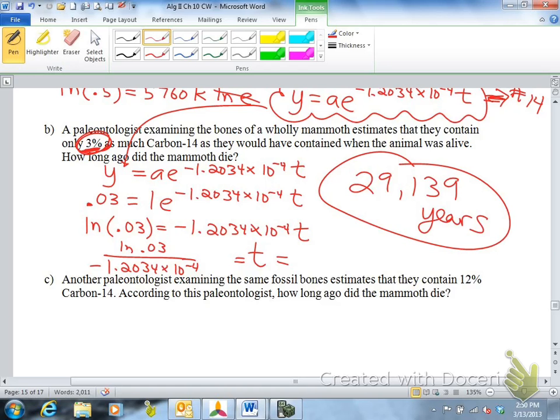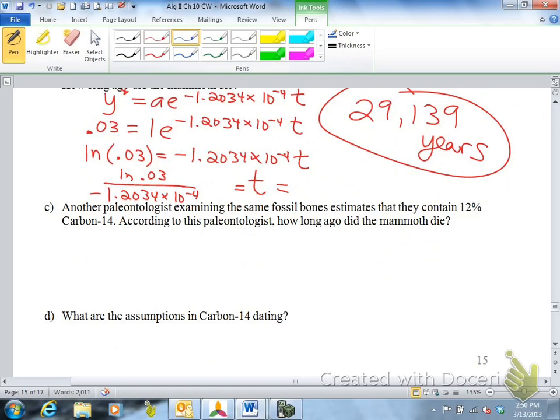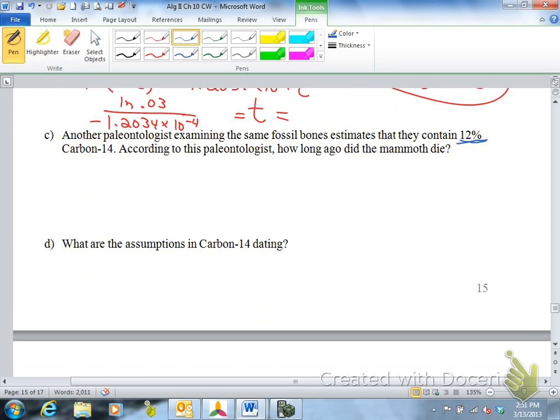And let's look at another example that's really similar to this one. The only thing is we have a debate among paleontologists. This one thinks that it's 12%. So we would have y equals A e to the kt. Our A value, again, we assume that the woolly mammoth has 100% when it was living. Initial is 1 for 100%. e to the k, which we found earlier, negative 1.2034 times 10 to the negative 4, times t. And the amount after it's died and many years have gone by is 12%, the y value, so 0.12.